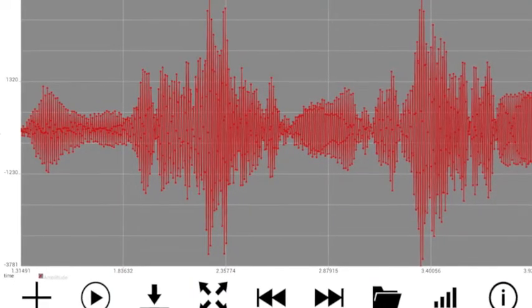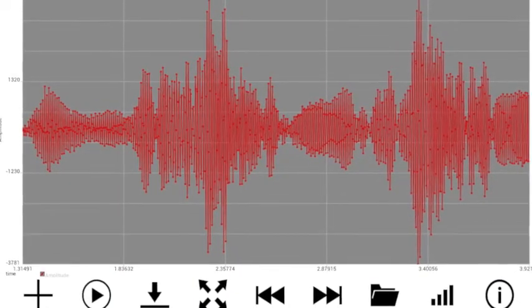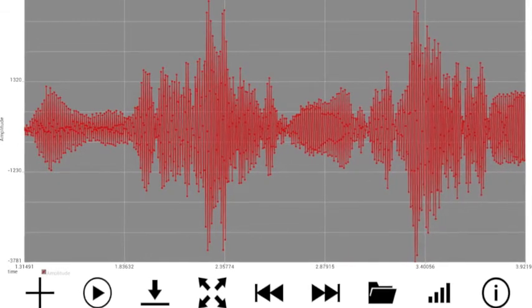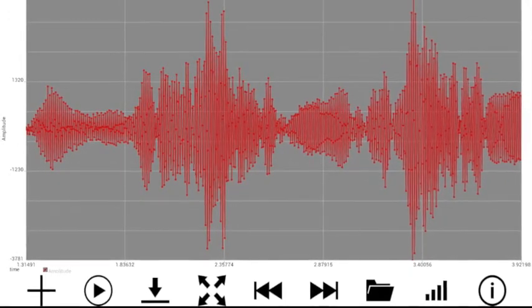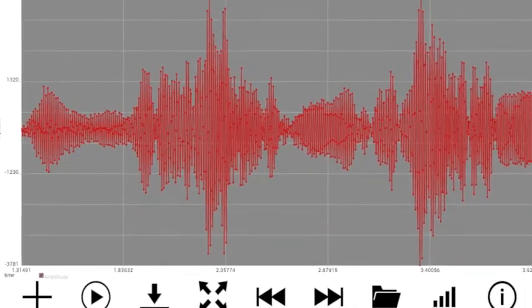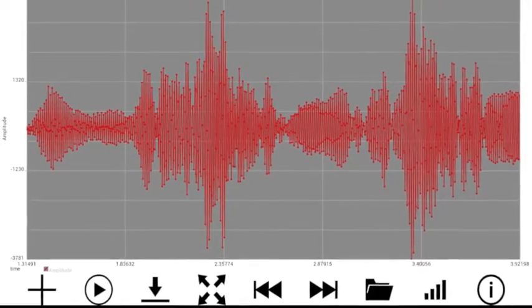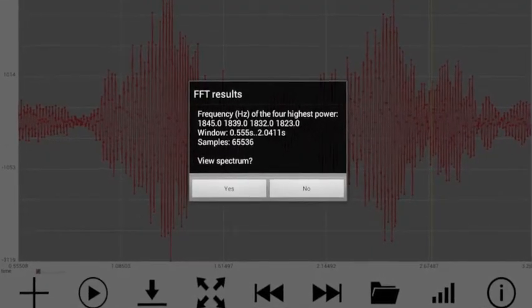This is the sound source while it's moving. This is what the recording looks like of the sound source. Now we'll play it. And we'll analyze it.